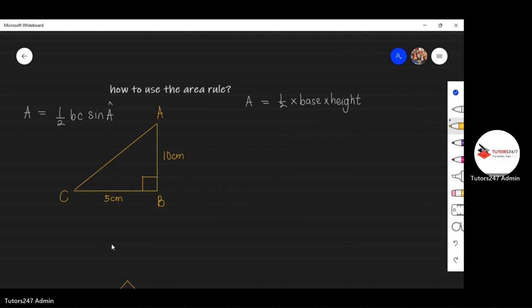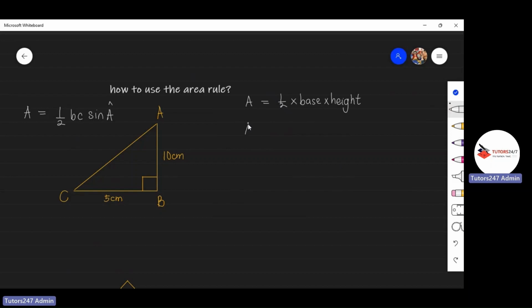Now, let us use our area rule from our previous grades. We need to identify which is the base and which is the height. Our base is going to be BC and our height is going to be the side that is perpendicular to BC, which is our base. If you notice, the side AB meets BC at a 90-degree angle, which means AB is perpendicular to BC. Therefore, our height is going to be AB.